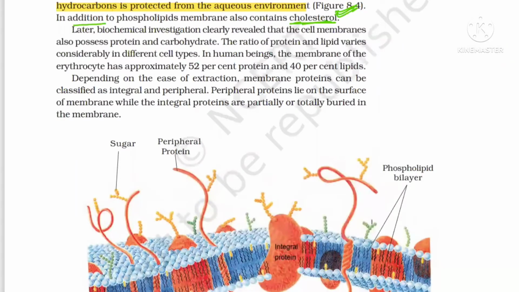Now, the cell membrane was also revealed to contain protein and carbohydrate. So how many things have we studied? It contains phospholipid, it contains steroids, that is cholesterol, sterols, it contains protein and it contains carbohydrate. The ratio of protein to lipid varies depending upon the cell type. For example, in human RBC, we find protein is more and lipid is less. It can change. Sometimes protein can go to 80% also.